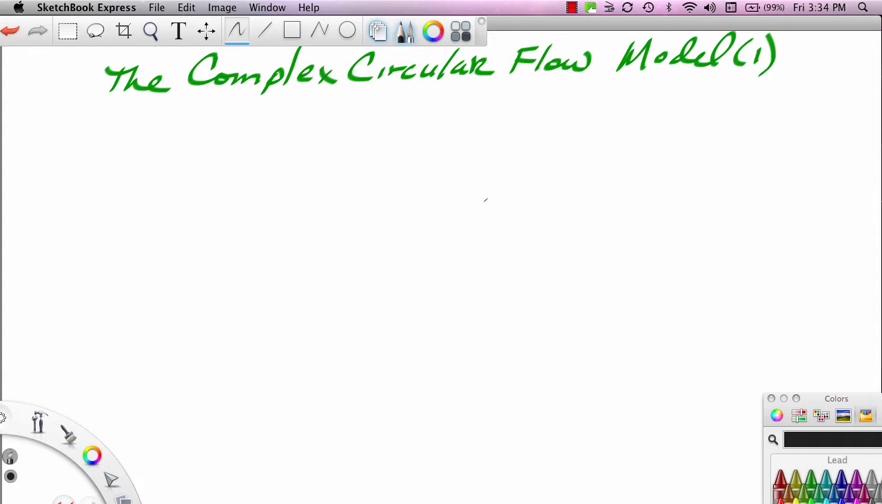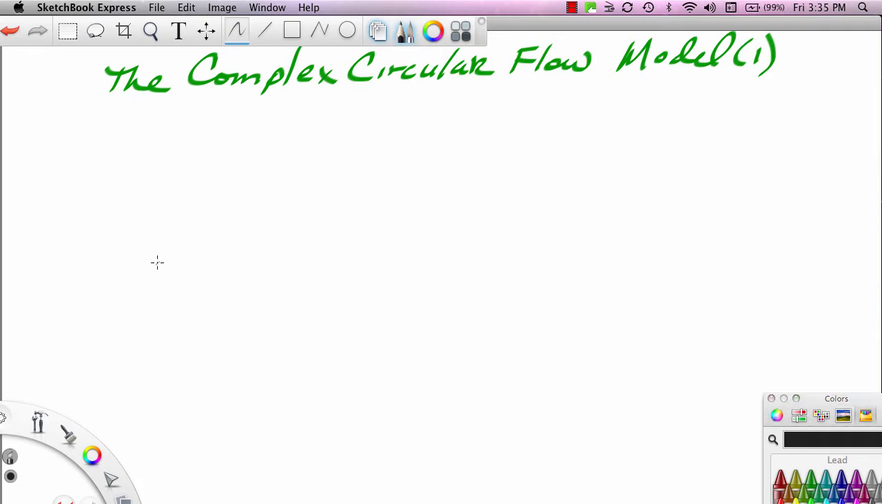The complex circular flow model is one of the most important macroeconomic models we'll look at. It's going to give us a visual picture of how the macroeconomy hangs together. Moreover, it will allow us to really understand the national income and product accounts that our government uses to measure our macroeconomy and its performance.